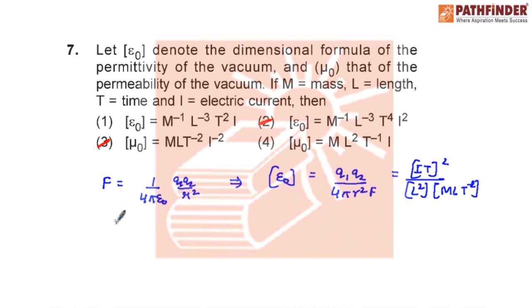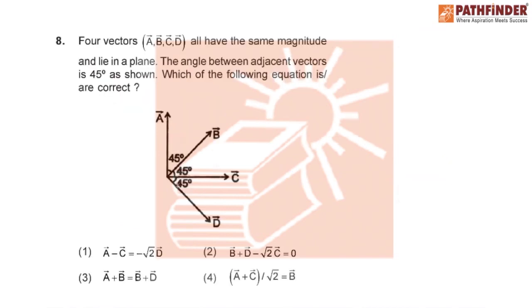Similarly, we can use the formula for mu naught, B is equal to mu naught upon 4 pi, I dl r square, from the Biot-Savart law. You can put sin theta over here also. You can use this to calculate mu naught. We will get option 3. So for question number 7, options 2 and 3 are correct. Let us move to the next question.